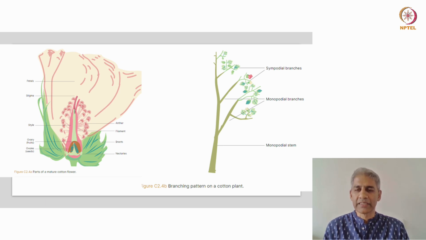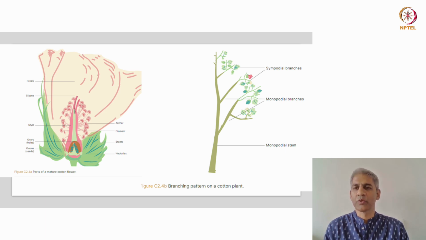Then on the right is shown the branching pattern of a cotton plant. So the cotton is actually a tree, but we tend to grow it as a shrub. And the pattern of growth is that it has a monopodial stem, which means monopodial just means single axis, and the growth is indeterminate, which means at the terminal point it can keep on growing. And arising from the main stem, you have a number of other branches produced in a spiral pattern.